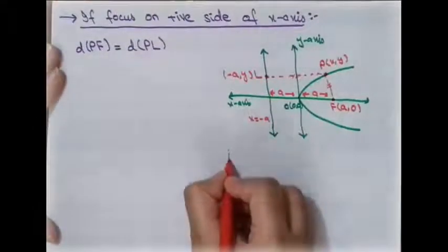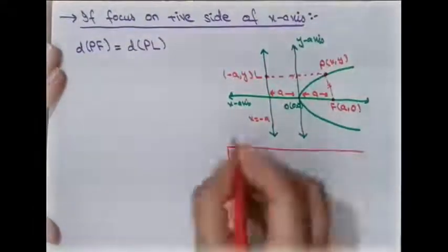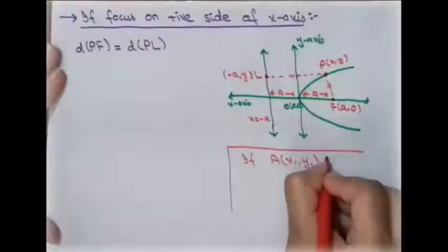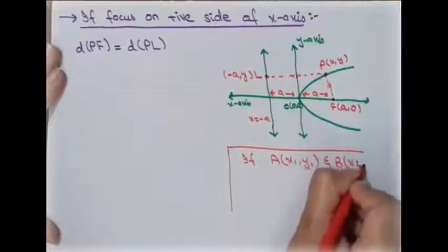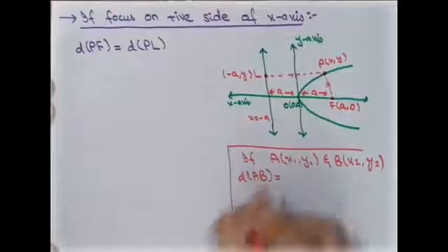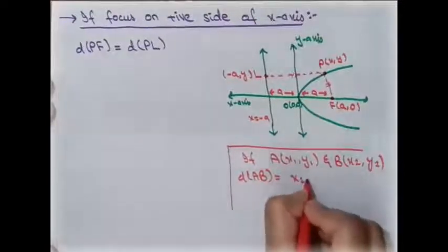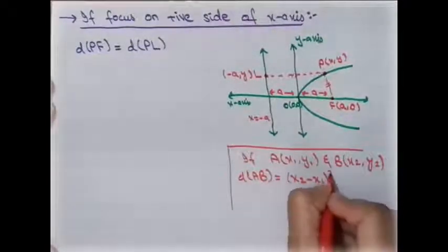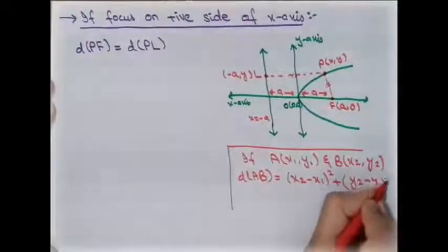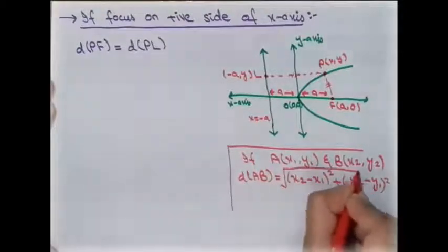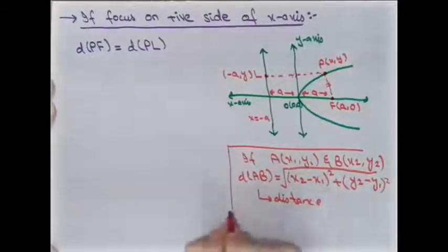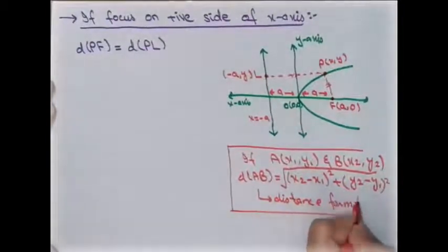So here is what our distance formula says. If we have a point A which is (x1, y1), and a point B which is (x2, y2), then the distance AB is the square root of (x2 minus x1) squared plus (y2 minus y1) squared, with the whole term in a radical sign. This is called our distance formula between two points.